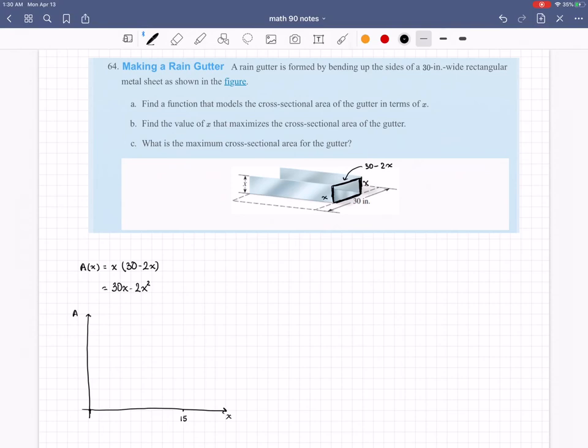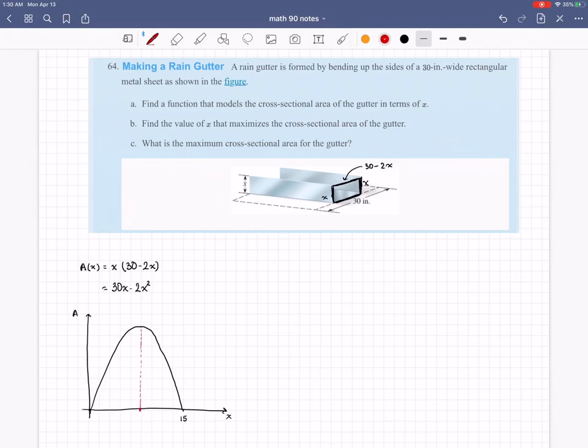So our parabola looks something like this. Notice once again, the leading coefficient is negative. So that means our parabola opens down. It looks something like this. And then it comes back down. So the question is, where does this happen?